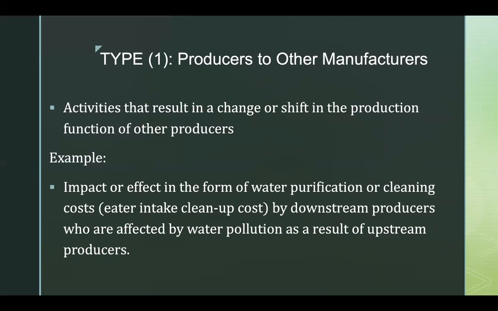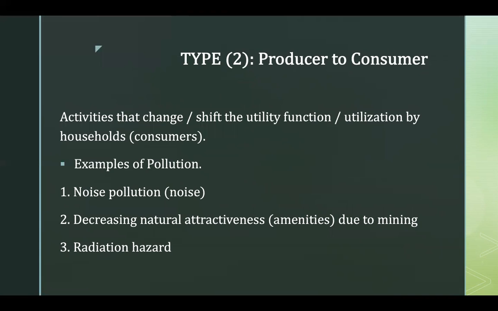Actually, if we're talking about externality, there are four types of impact that I mentioned before. For type two, producer to consumer: activities that change or shift the utility functions of households or consumers. For example, of course, pollution, noise pollution, decreasing natural attractiveness, and radiation hazard.